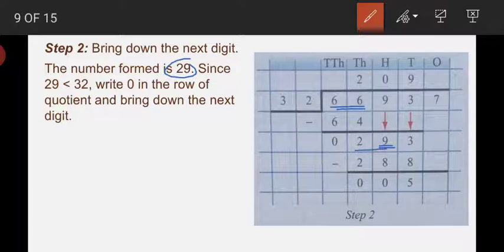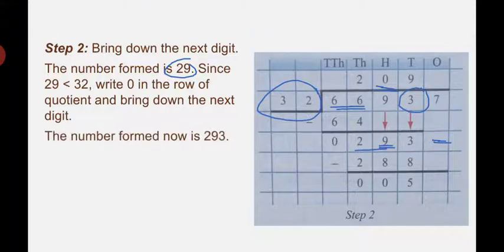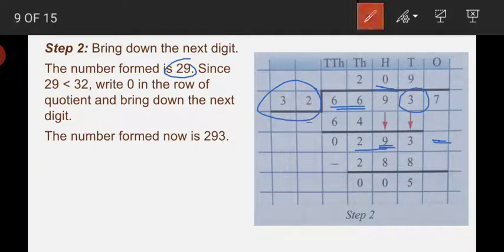Since 29 is less than 32, what to do? We have to write 0 in the quotient row. And the next step is to bring down the next digit. Here the next digit is 3. So you have to bring the next digit 3 to the next line. Now the new number formed is 293.